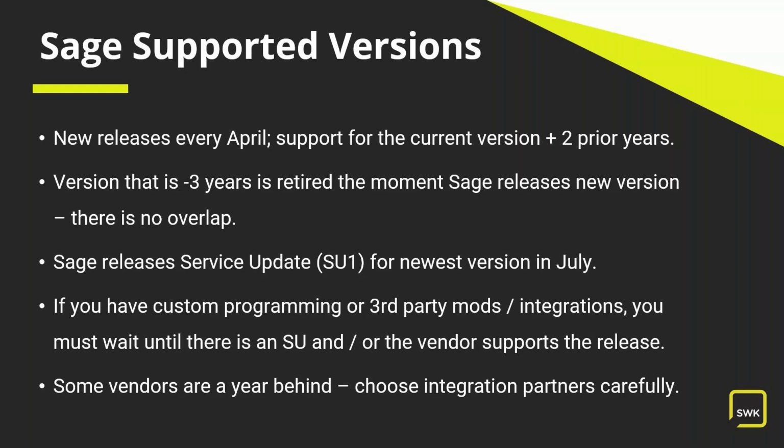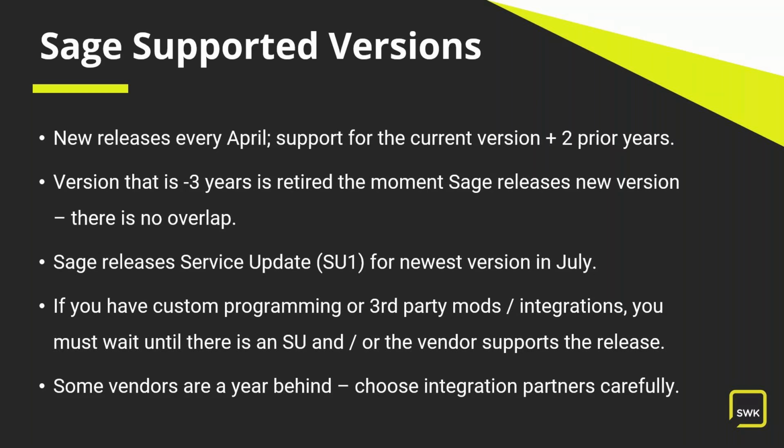So if you have custom programming or any integrations, typically SWK will ask you to wait until there's at least one service update out. That is to make sure that the new version is patched and ready to go for you with your integrations. If you're a very basic installation and you don't have integrations, third-party mods, or add-ons, we may take you onto the new software prior to a service update. It's always easy to add a service update if you don't have mods. It's when you do have mods we have to be a little more careful.